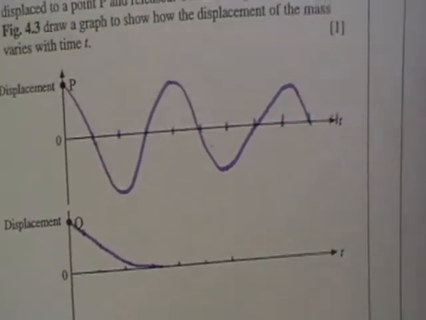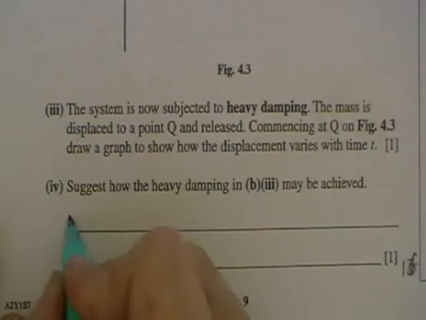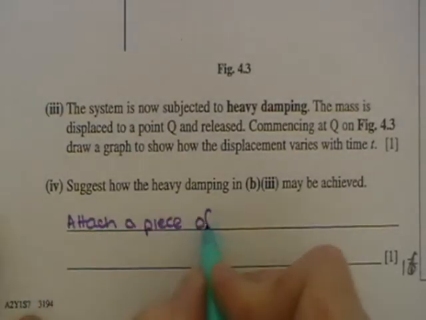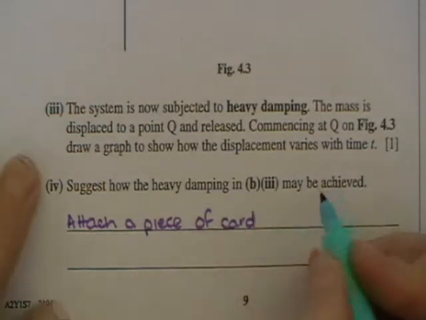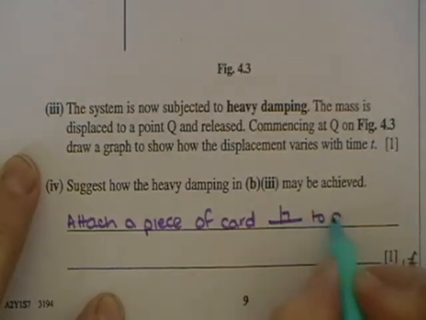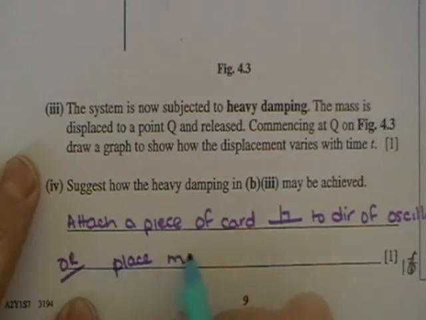Suggest how the heavy damping in part B 3 might be achieved. So I'm suggesting attach a piece of card with a large surface area perpendicular to the direction of oscillation, or very often they suggest place the mass in water or oil.